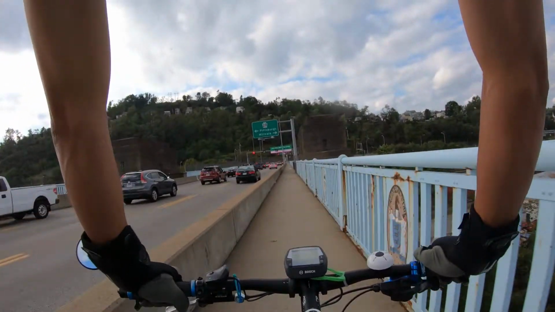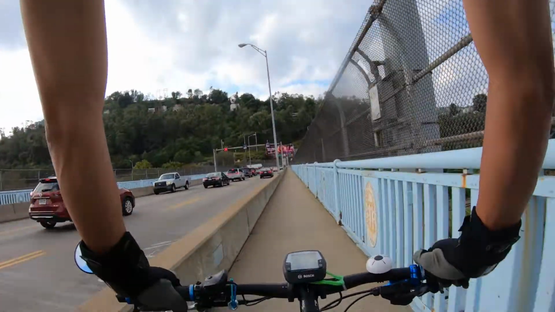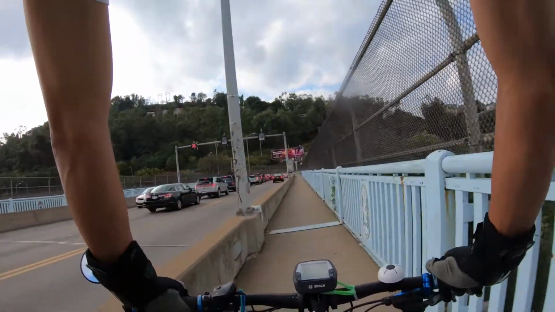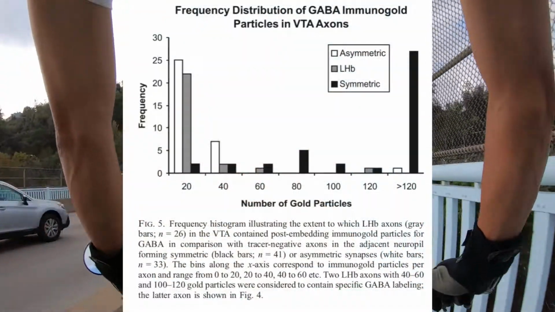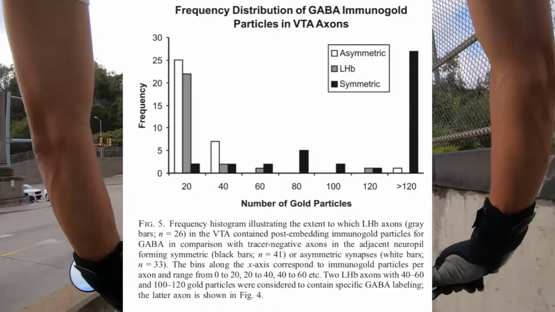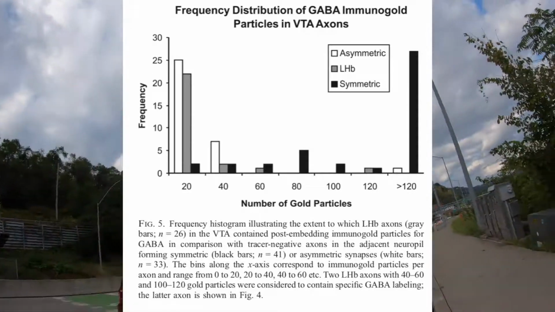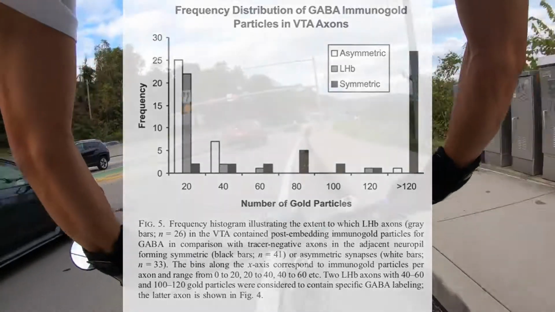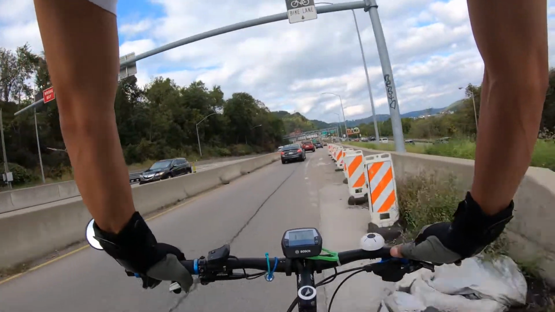So far, the paper's pretty straightforward, but figure 5 is pretty confusing to me. Figure 5 requires you to pay attention to the n numbers that they describe in the figure legend. The gray bars are the total number of lateral habenula axons that they labeled.